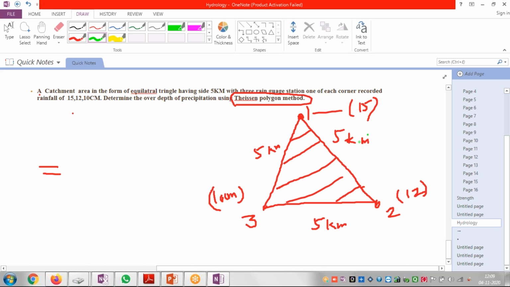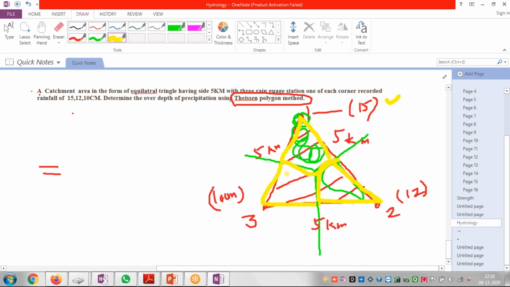First of all, we will draw one bisector to this. Another, we will draw the bisector to this, and again we will draw the bisector. Now whatever the rainfall is occurring in this area will be represented by this rain station. Whatever rainfall comes in this area will be represented by the next one. This is our area, this is another area, and this one is our third area. So whatever the rainfall will come, suppose this 15 centimeter will represent here.